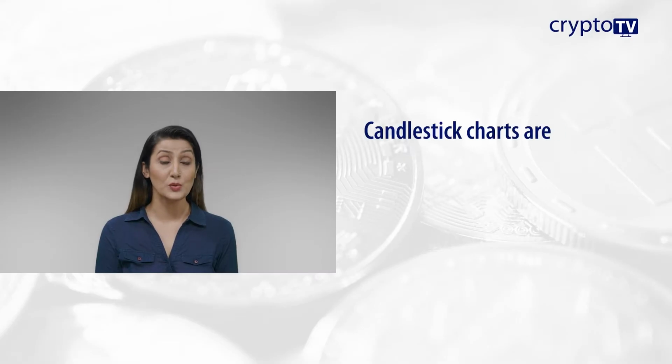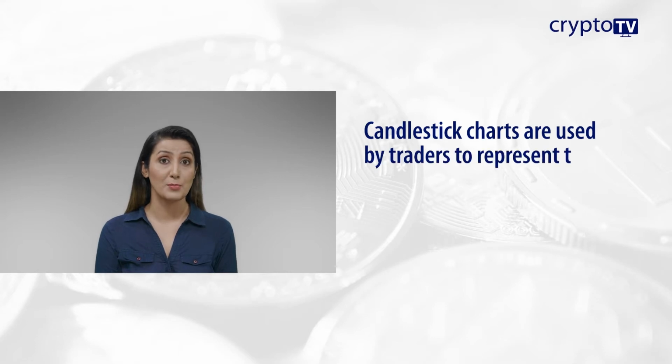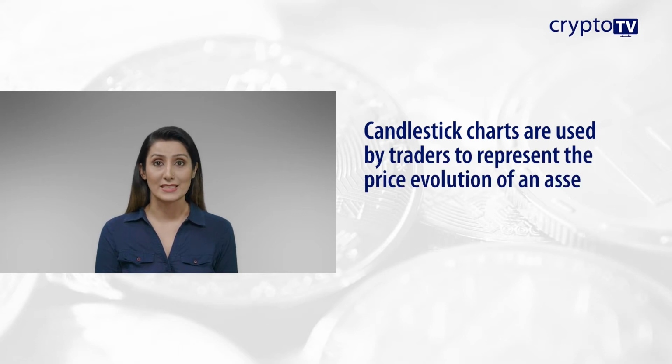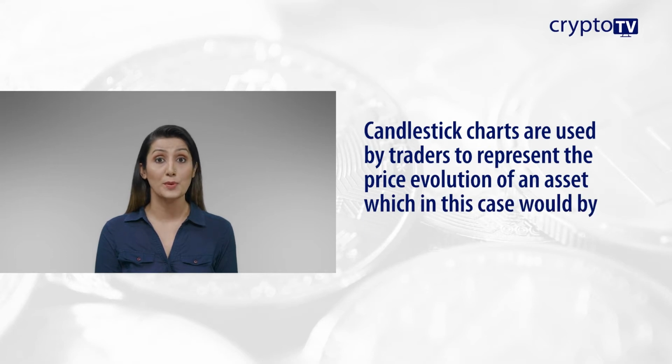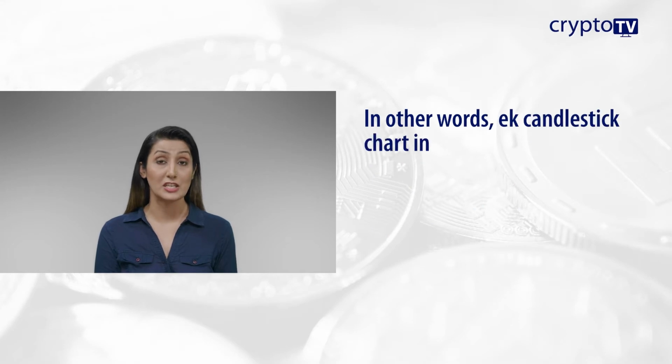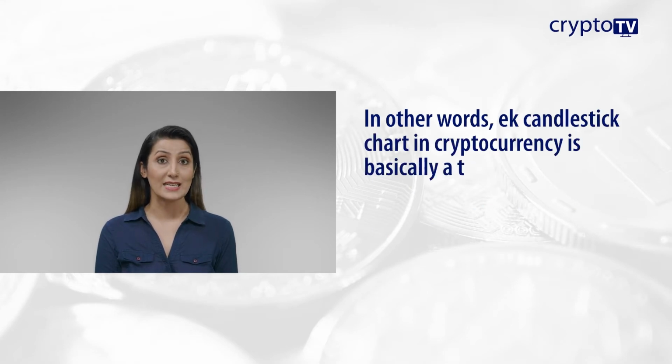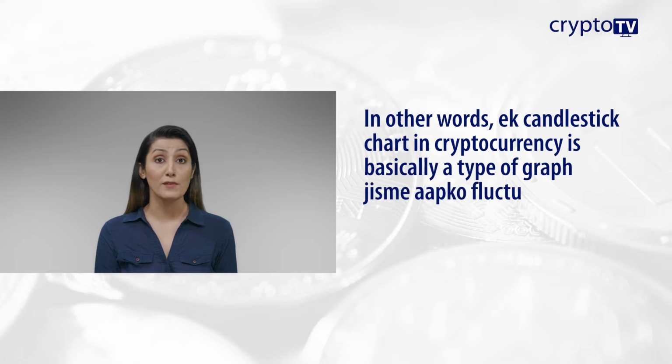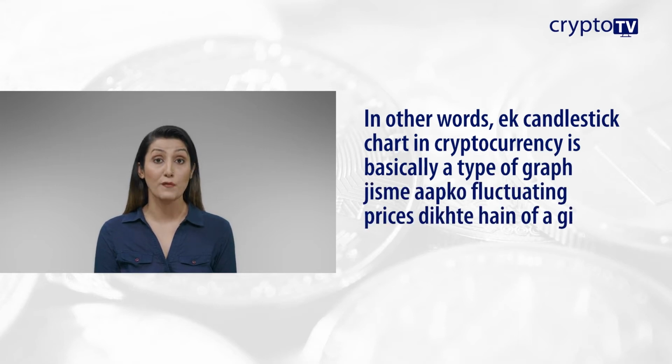Candlestick charts are used by traders to represent the price evolution of an asset, which in this case would be cryptocurrency. In other words, a candlestick chart in cryptocurrency is basically a type of graph in which you see the fluctuating prices of a given currency. And on seeing the activity, you get to understand how that cryptocurrency is performing over a given period of time, which could be years, months or even days.